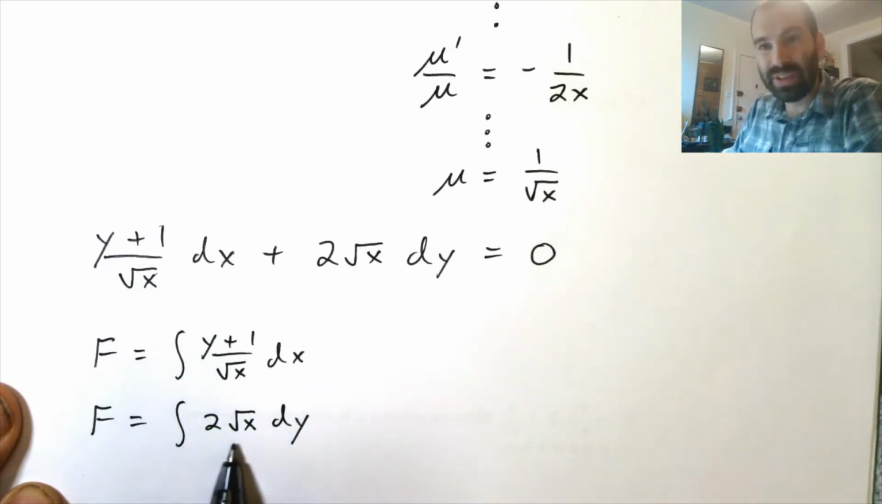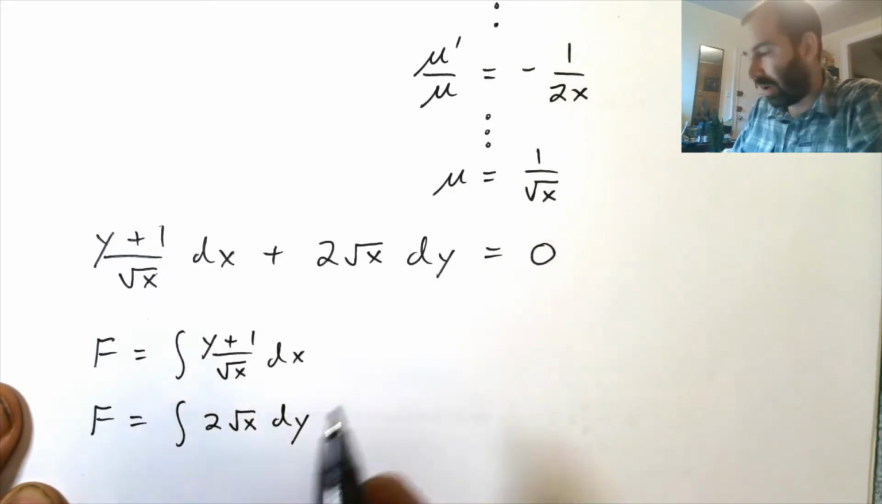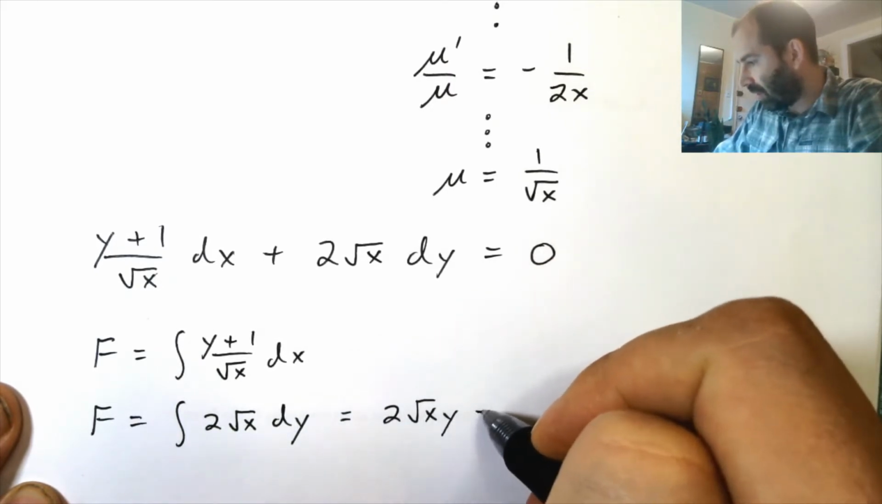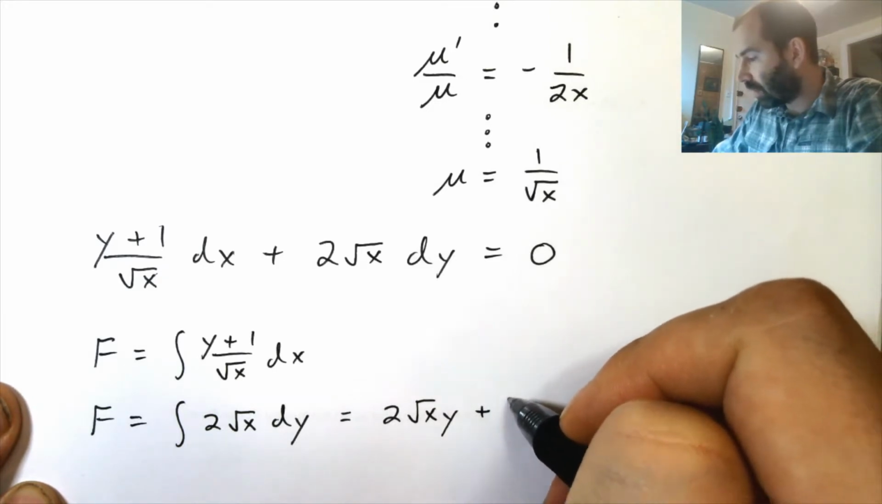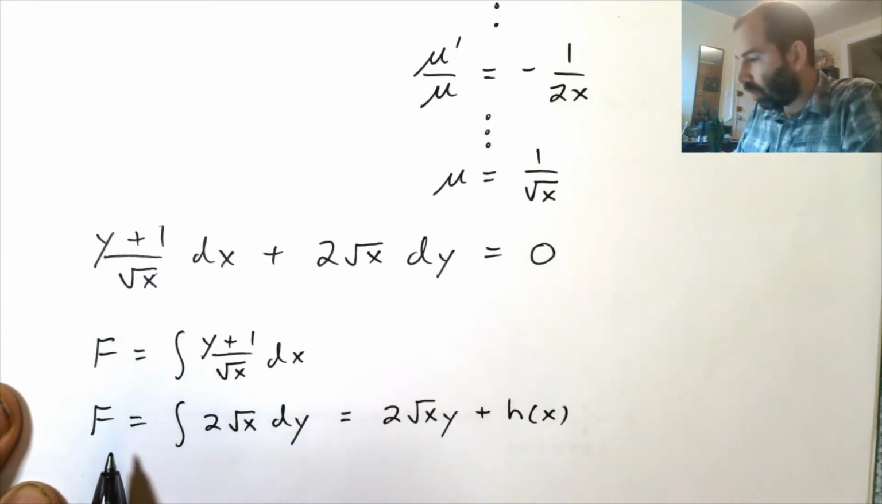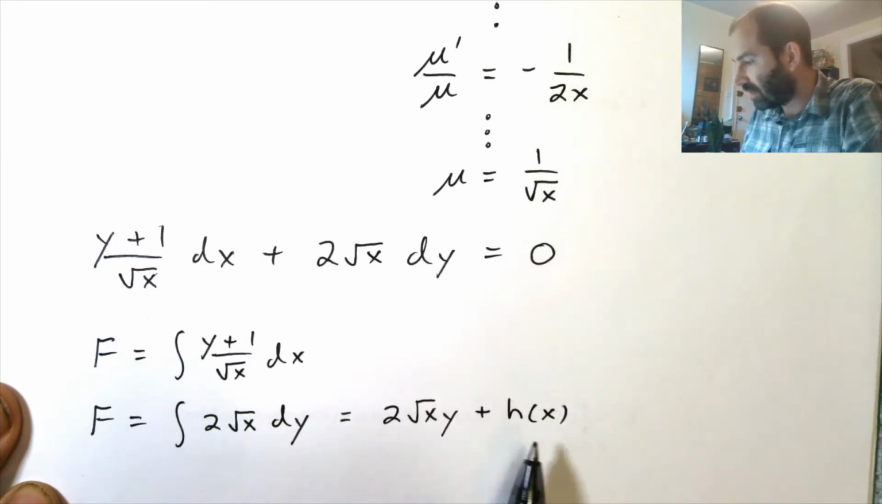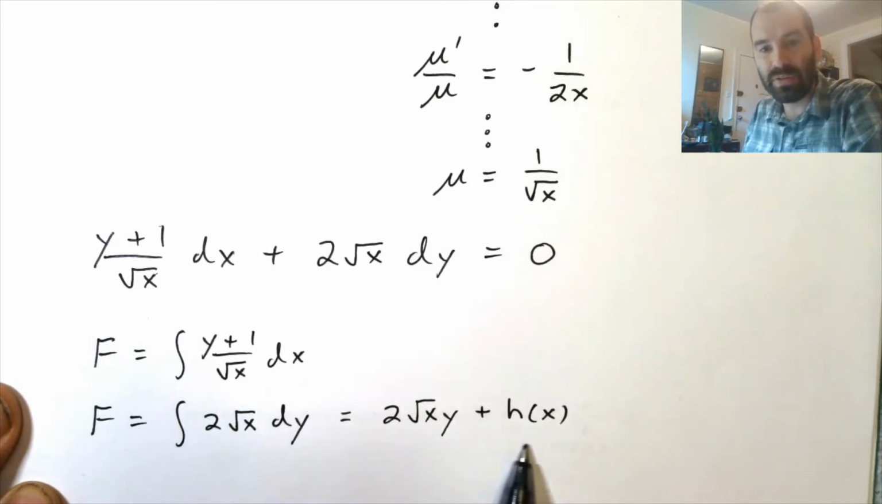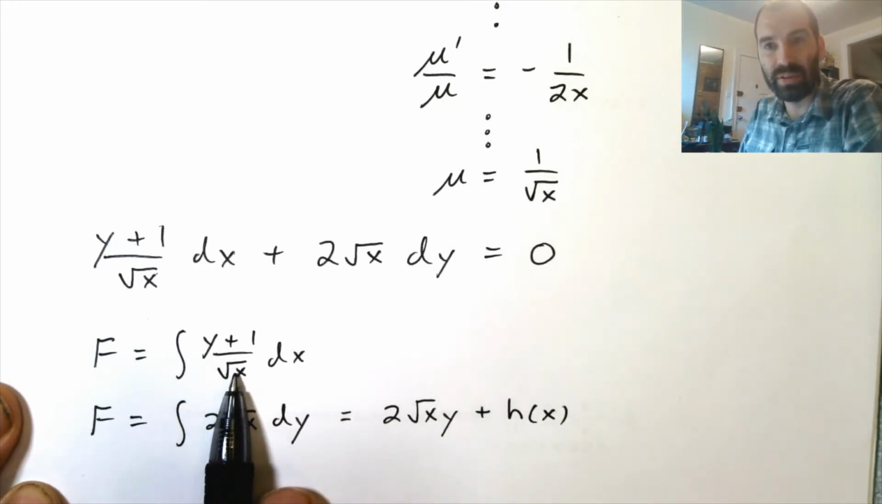The reason I'm doing this is because it looks like an easier integral to do than this one, all right? Because here x is constant with respect to y, so I know the answer is just 2 root x y plus some function, we called it h I think before, some function of x. Now, since this is f, and f is the antiderivative of this with respect to x, that means the derivative of this with respect to x must equal this. Okay? So let's just check that.